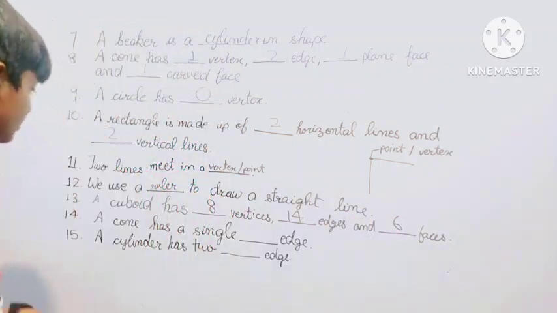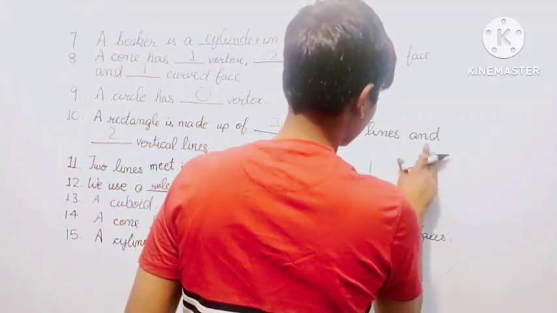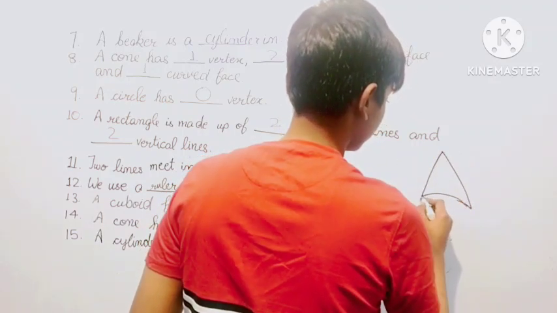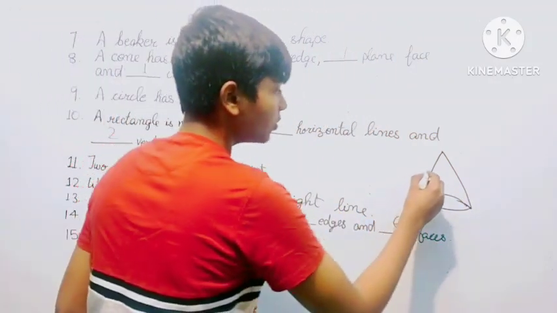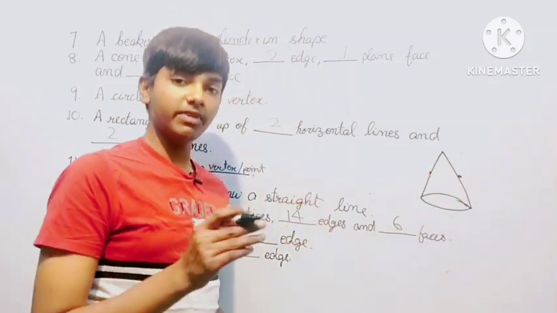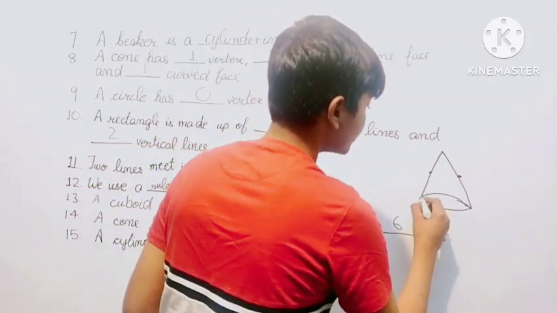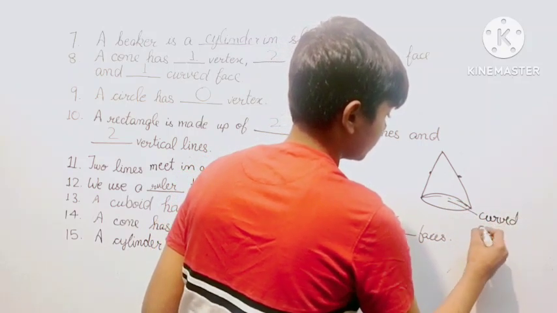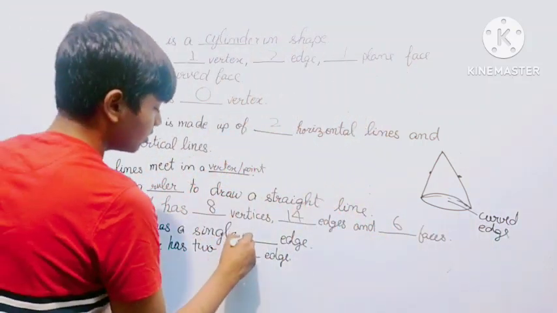The next question is, a cone has a single dash edge. So let's draw a cone first. This is a cone, and it is asking a cone has a single dash edge. So we know there are 2 straight edges, so this can't be the answer. There is also a term known as curved edge. Whenever an edge is curved looking, it is known as a curved edge. So this edge is a curved edge. So a cone has a single curved edge.